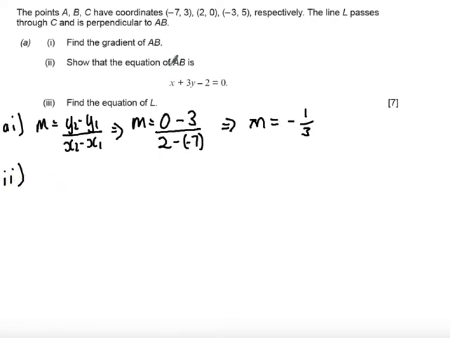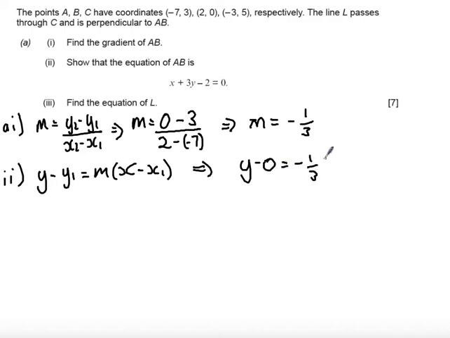says to show the equation of AB is x plus 3y minus 2 equals 0. So using y minus y1 equals m times (x minus x1), I'm going to substitute in a gradient and a point. The point I'm going to choose to substitute in is the point B because it will be simpler given that y is 0. So when I do this, I get y minus 0 is equal to -1/3 (x minus 2). I'm going to times everything by 3 to get rid of the fraction, so that I now have 3y on the left hand side.